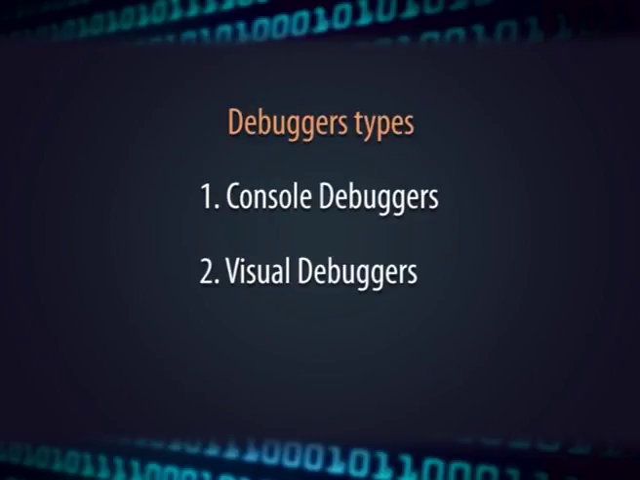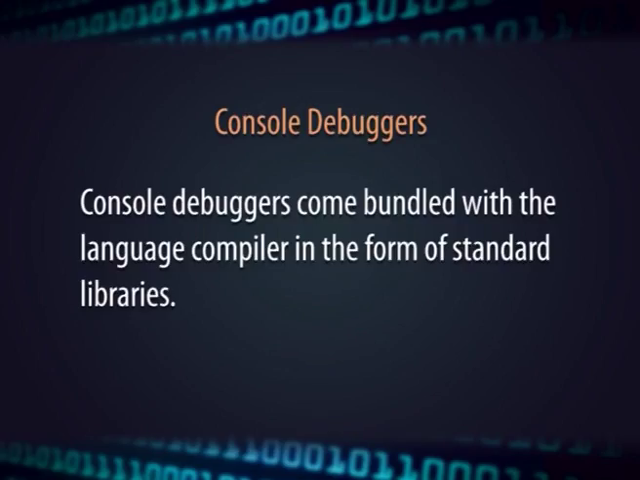Debuggers are of two types: one is a console debugger and another is a visual debugger. The console debuggers come bundled with the language compiler in the form of standard libraries. It is often part of the language. These debuggers operate through a keyboard interface. When the console debugger runs, it typically opens a new window.